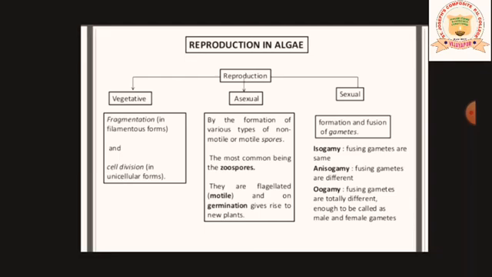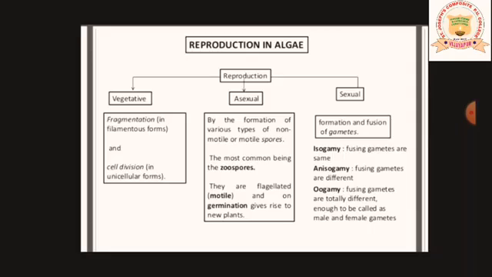Isogamy means fusion of gametes which are the same. You cannot differentiate which is the male gamete and which is the female gamete. Both look similar. Fine. Anisogamy means fusion of gametes which are different. You can differentiate the male gamete from the female gamete. The structure of a male gamete will differ from the female gamete. The male gamete may be large and motile. The female gamete may be small and non-motile. In this way you can differentiate male and female gametes. Oogamy is nothing but fusion of the gametes. It is just a fusion. It may be similar or dissimilar.